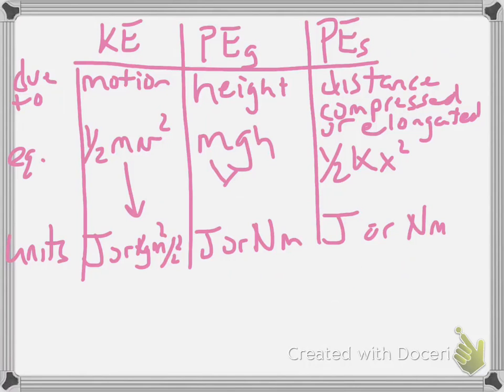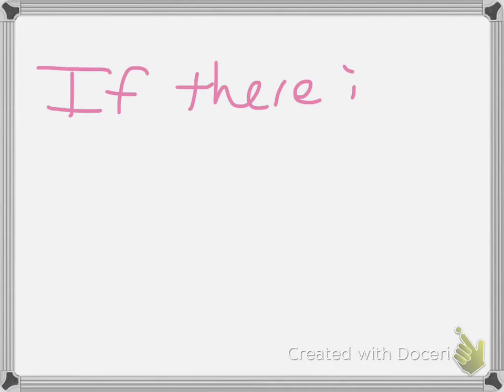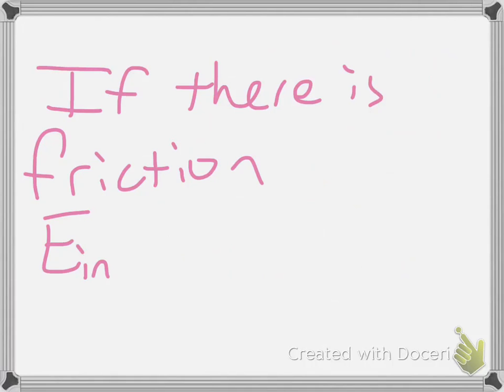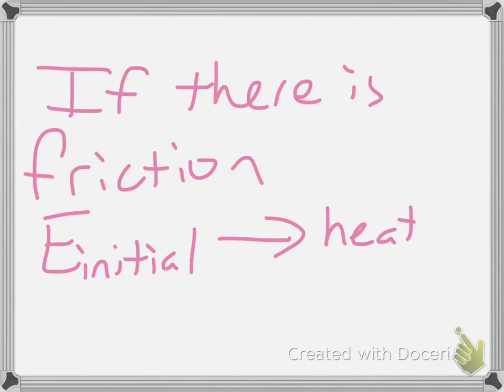Now, any one of these types of energy can be converted into any one of the other ones, or into work. Energy is always conserved in a frictionless system. If there is friction involved, this is important, some of that initial energy can turn into heat, or sometimes you'll see it referred to as internal energy.